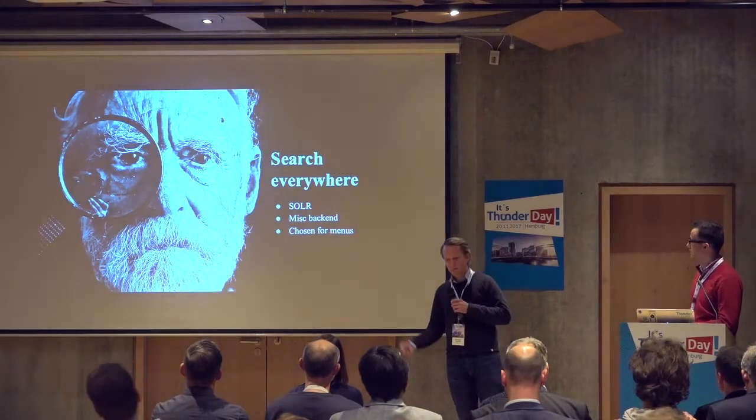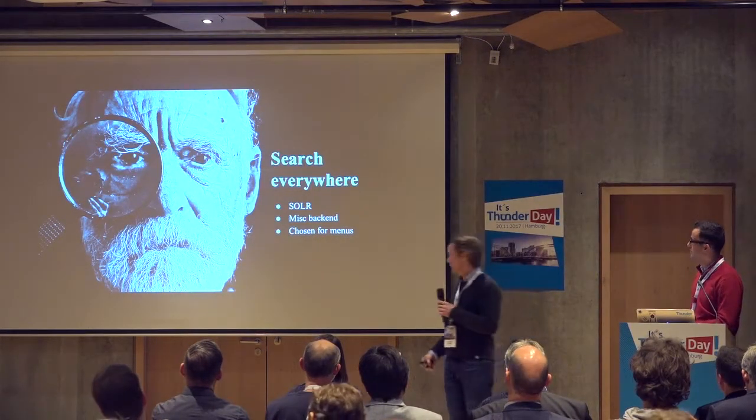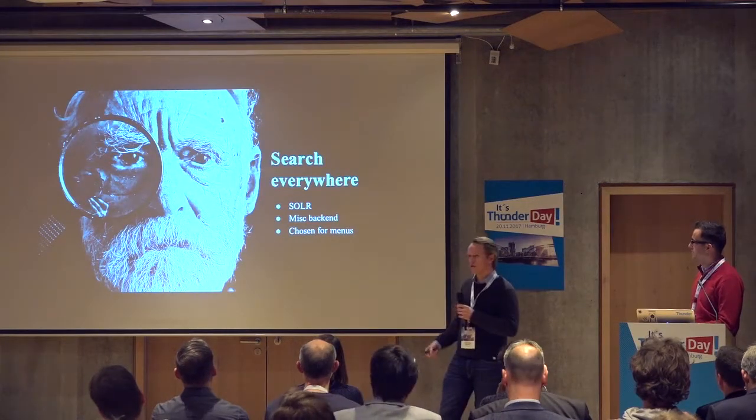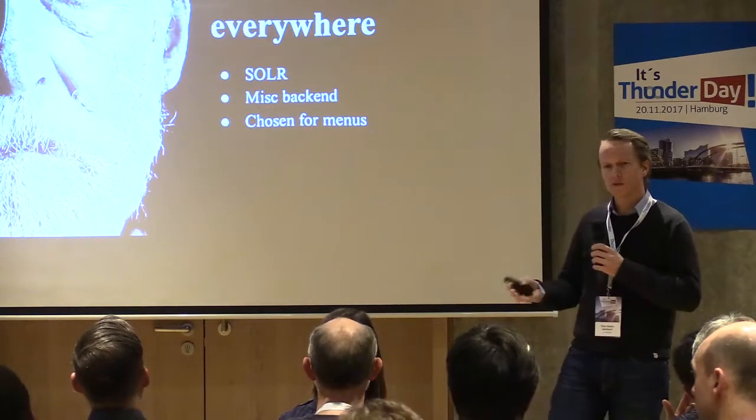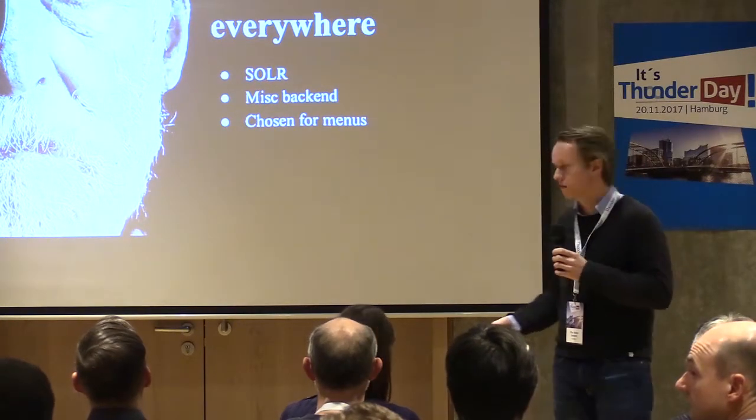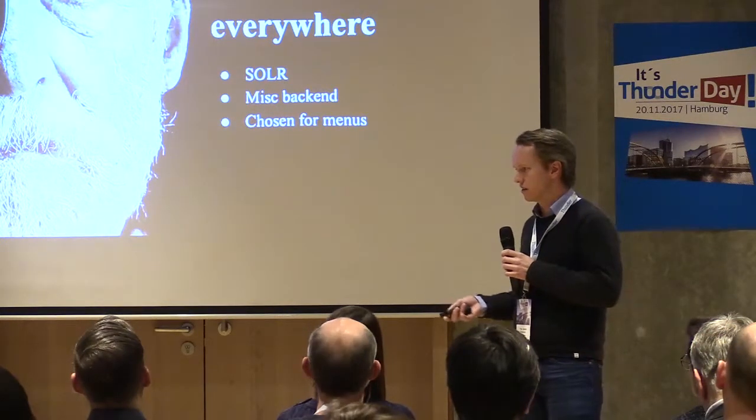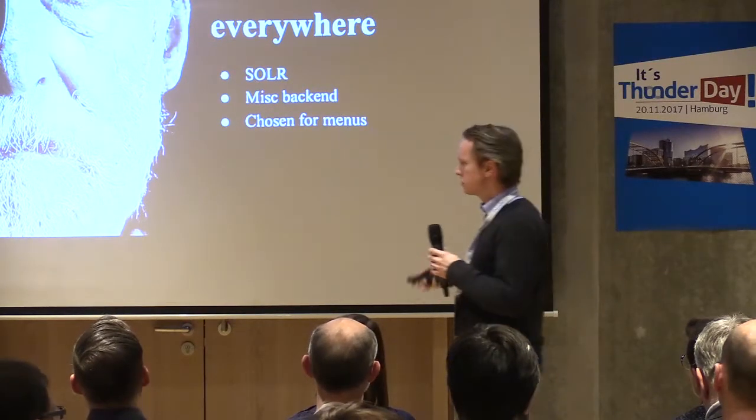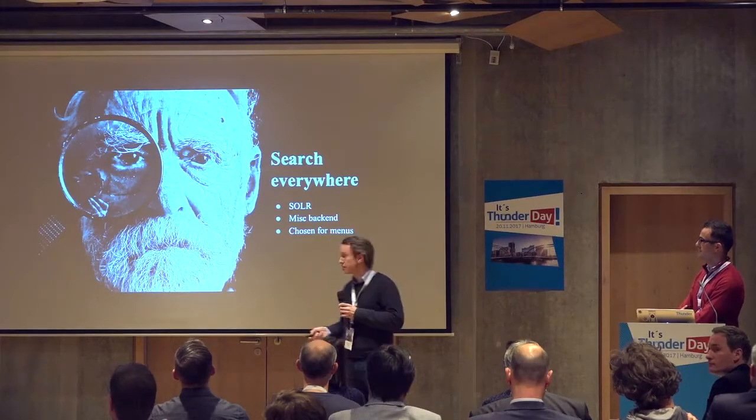And basically, people are searching everywhere. We obviously need something strong, like Solr, for providing a good search experience on the front end. But there are also loads of search fields in the back end. And we're using libraries like Chosen for some fields also to make it easier to find your way around in large hierarchies.